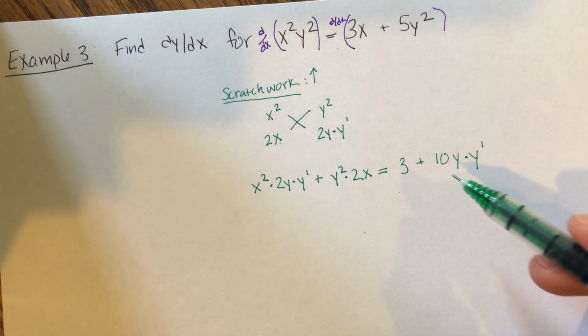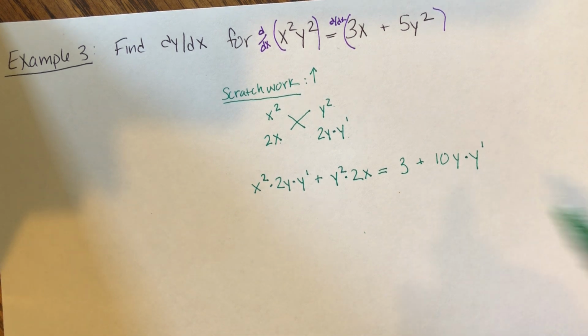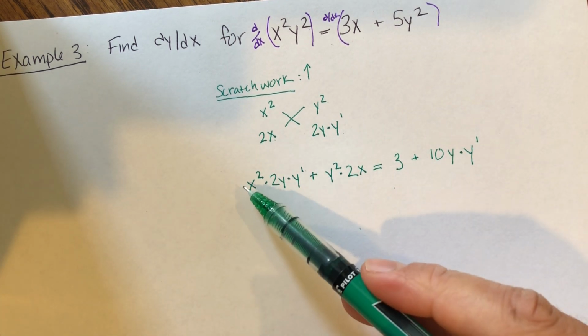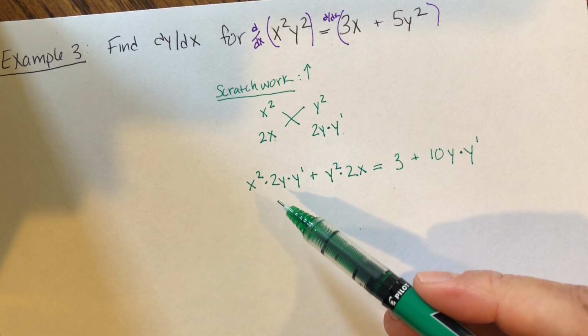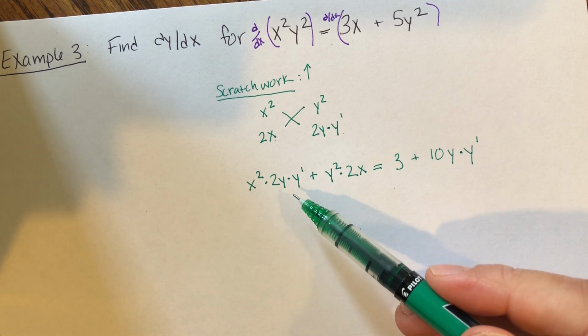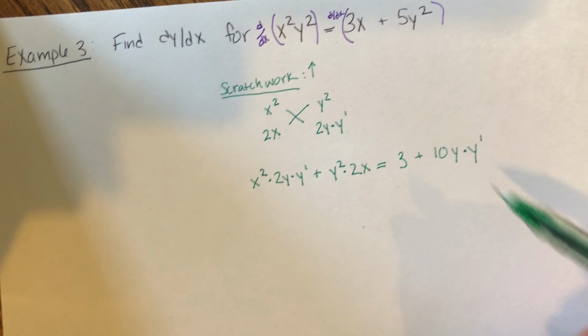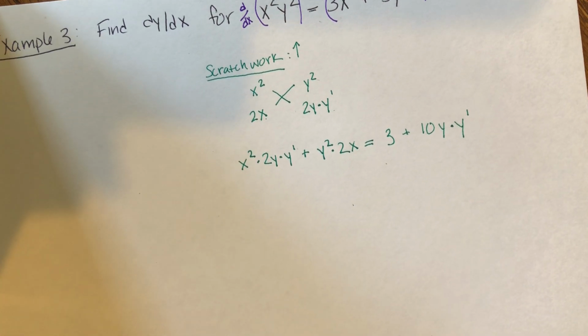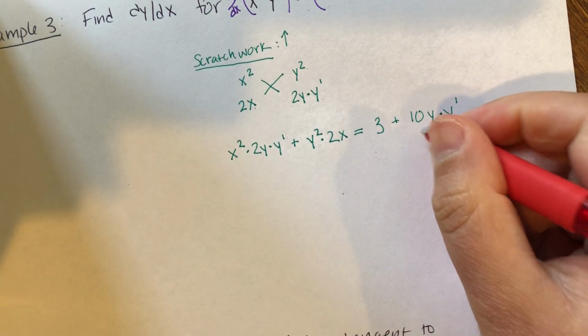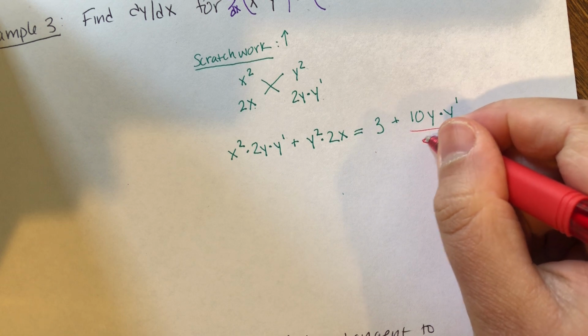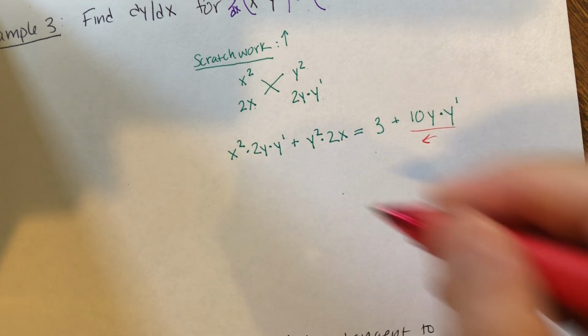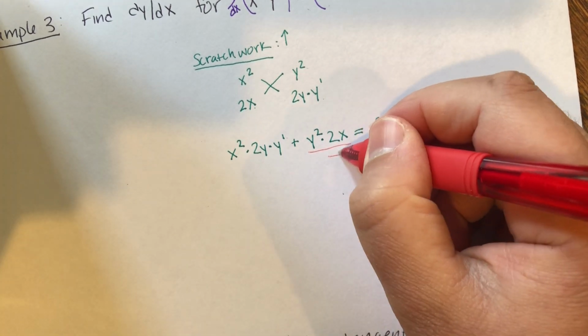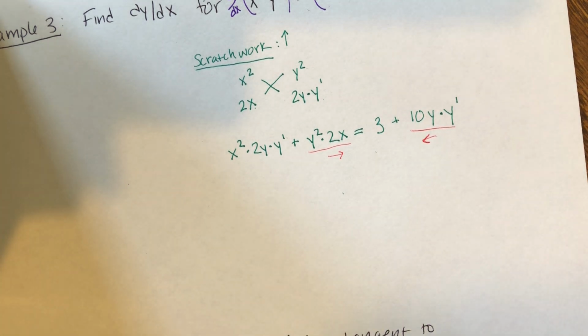Okay, so now that we've taken our derivative on both sides, we need to go ahead and move all of our y prime terms to one side of the equation and everything else to the other side. So I'm going to need to move this term over to the other side of the equation, and I'm going to need to move this term, which does not have a y prime, over to the right-hand side.